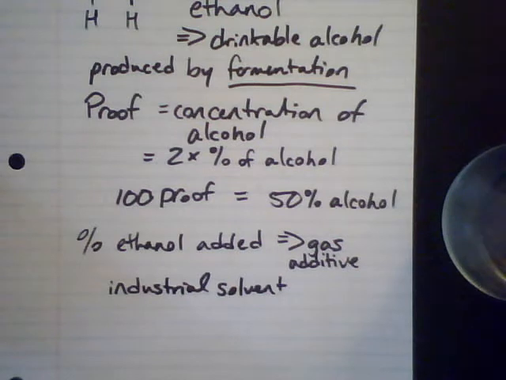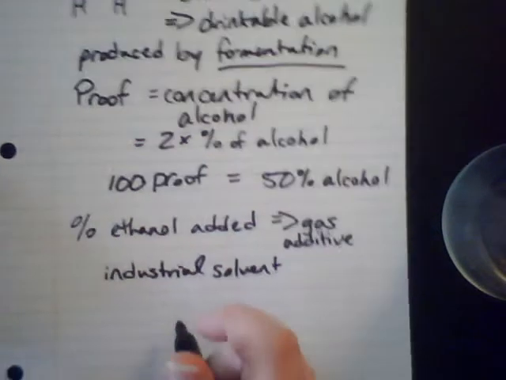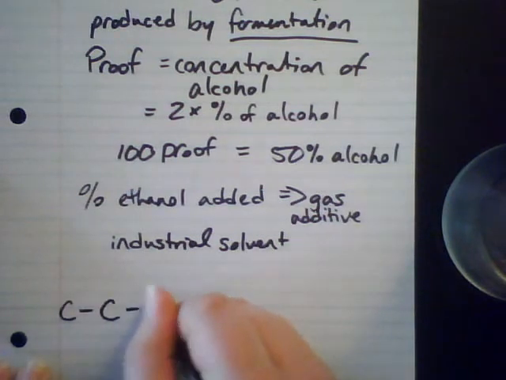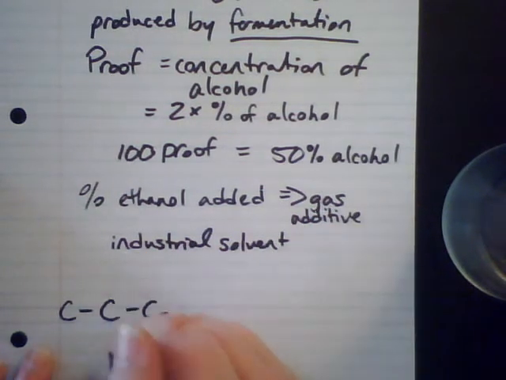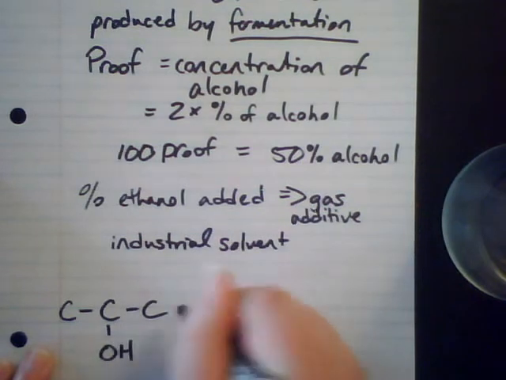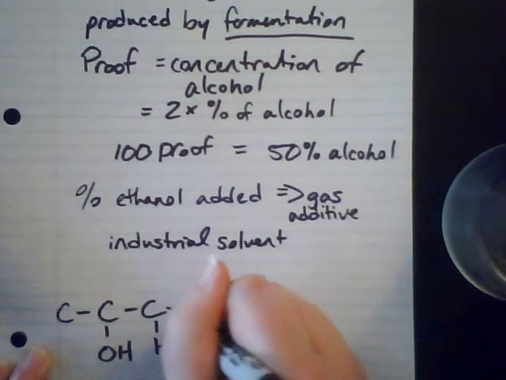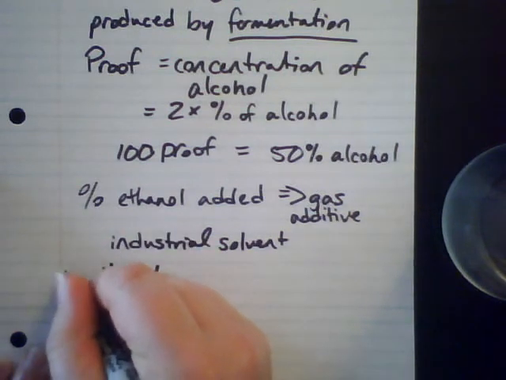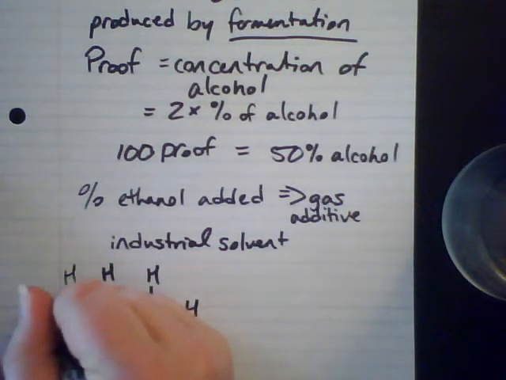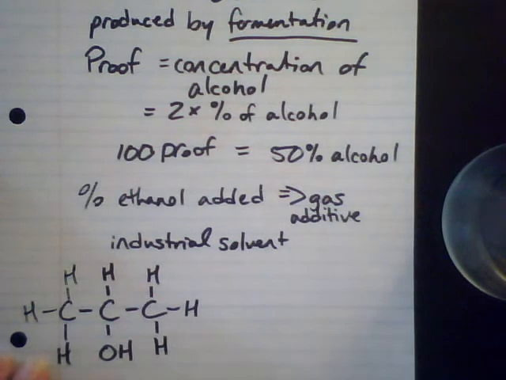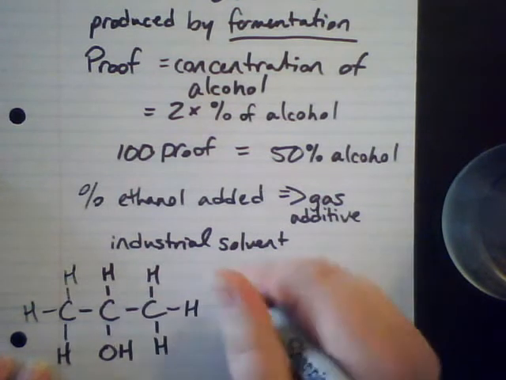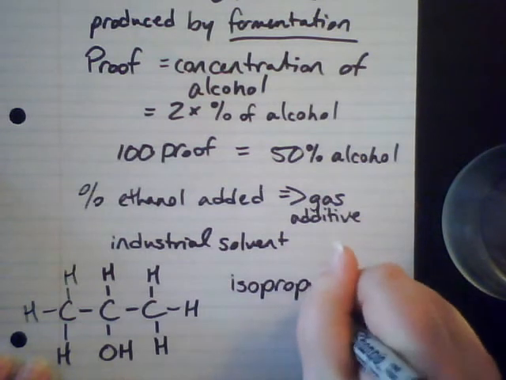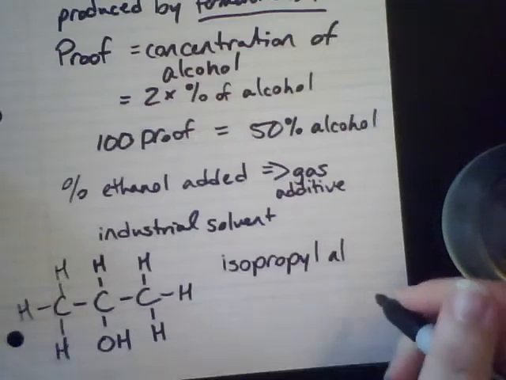If we increase our number of carbons, if we have 3 carbons, for instance, then now our prefix is what? Are you already thinking about it? Hopefully. I'm going to put my alcohol group on the middle here. I could put it on the end. If I put it on the end, it would be called propanol because of my 3 carbons. When I put it in the middle like this, it's called isopropyl alcohol.